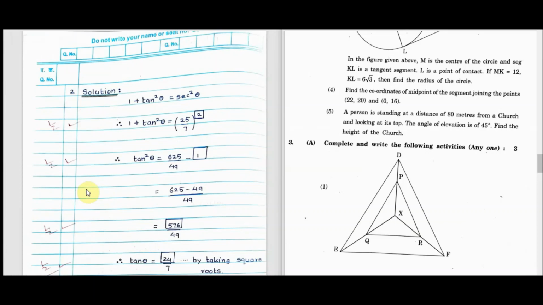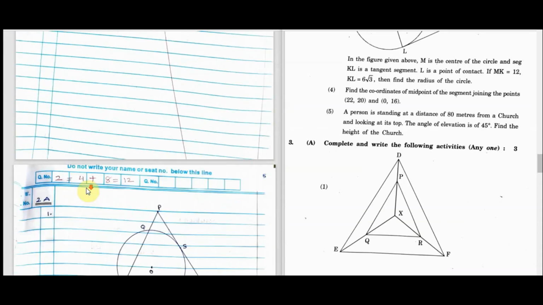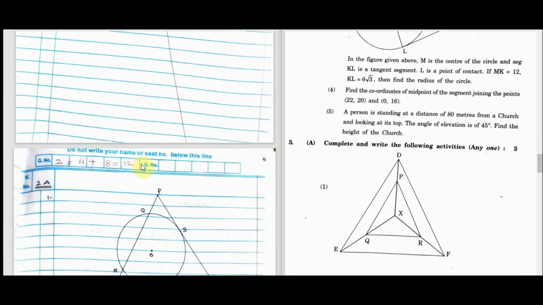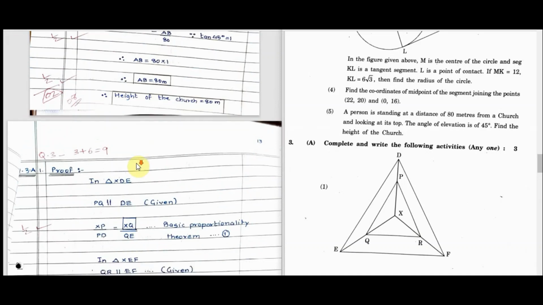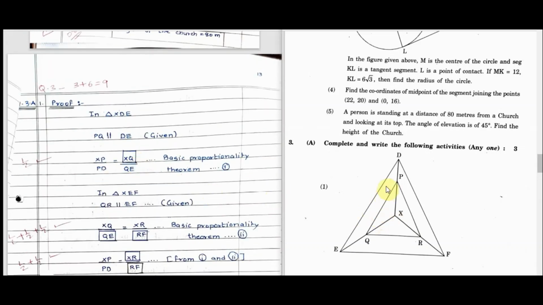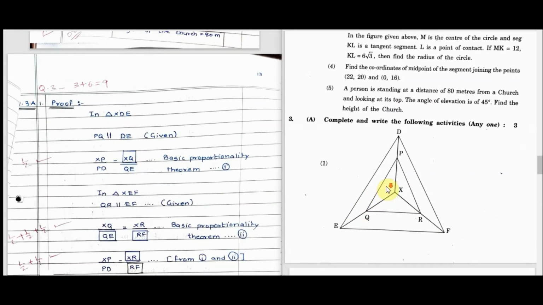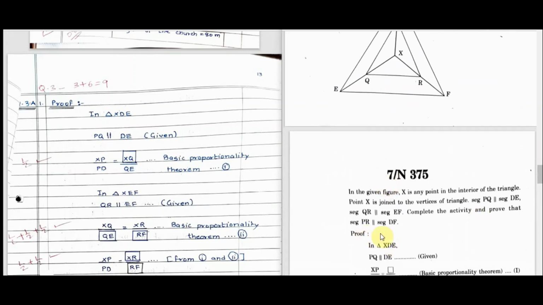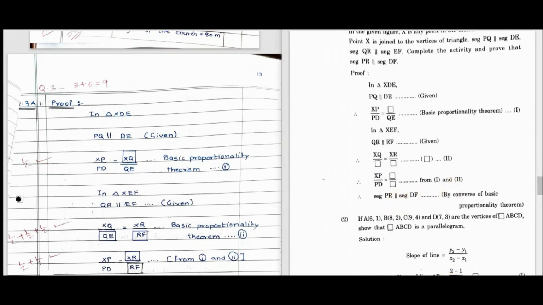See here question number 2, 4 plus 8, it is equal to 12. Okay, question number 3 here. Now you have to prove. So again the third question is an activity based question. So out of 2, 1 activity you have to solve. So each box carries half mark. 6 boxes are there. If you see here on the question paper, 1 2 3 4 5 and 6. So each box you have to fill up, half mark for each box.